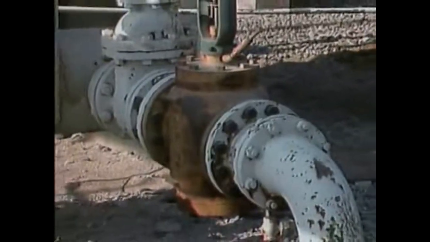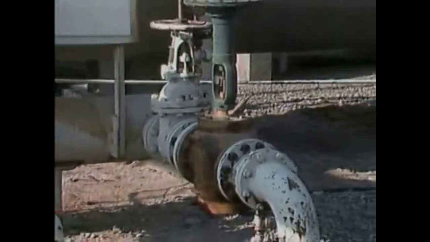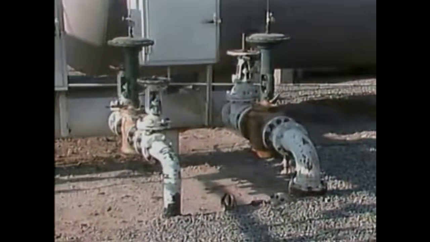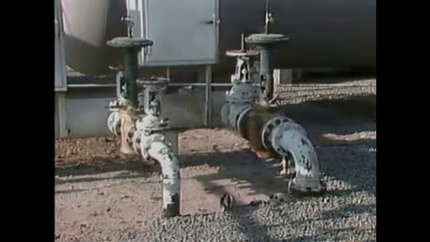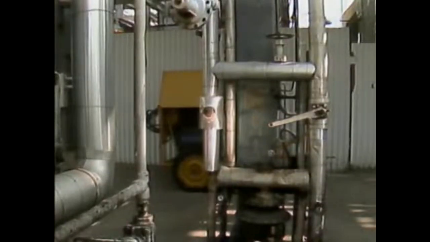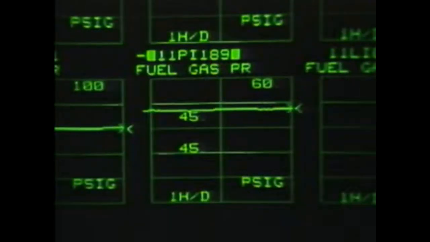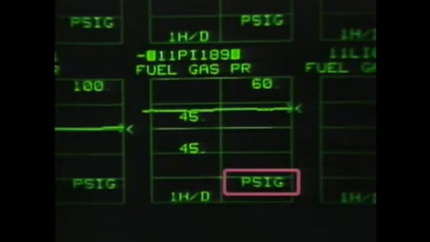The pressure needed for proper fuel flow is regulated by control valves. These are the main fuel control valves. They regulate the overall fuel system pressure. In this system, fuel flow to the header is regulated by this control valve, which is called the fireman. Since flow depends on pressure, the fuel pressure is measured. Pressure is typically measured in units of pounds per square inch. In this case, it's pounds per square inch gauge, PSIG.